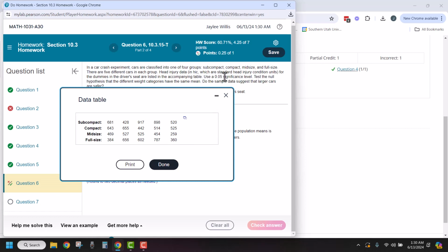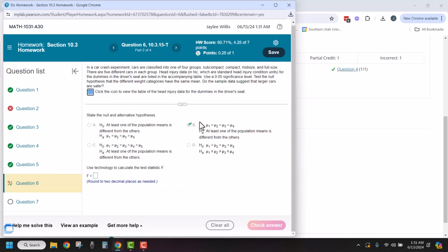And we want to use a 0.05 significance level, and we want to test the null hypothesis that the different weight categories of cars have the same mean in terms of head damage or head injuries. So the null hypothesis is going to be that regardless of what size of car you have, the head injury severity is about the same. So I've already answered that question here, but that's what our null hypothesis is. And then the alternative hypothesis is that at least one of these means is significantly different from the others.